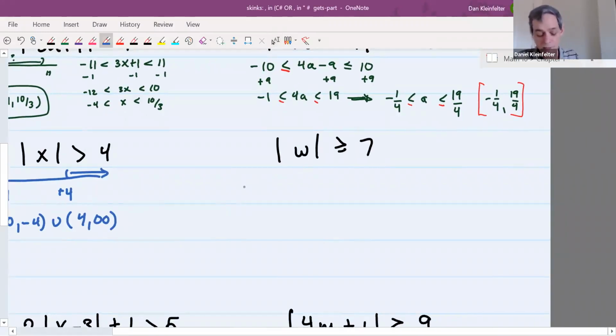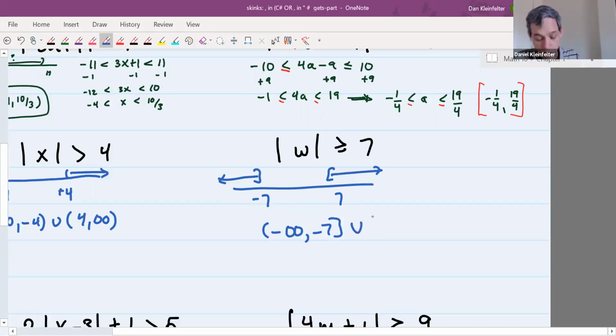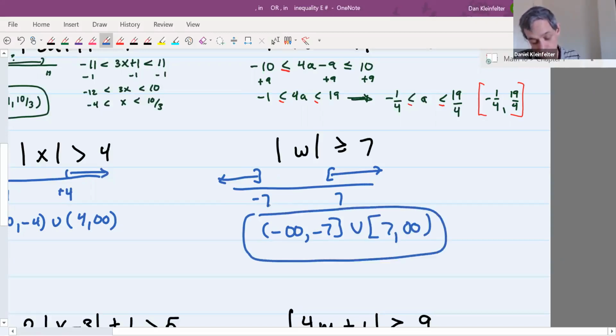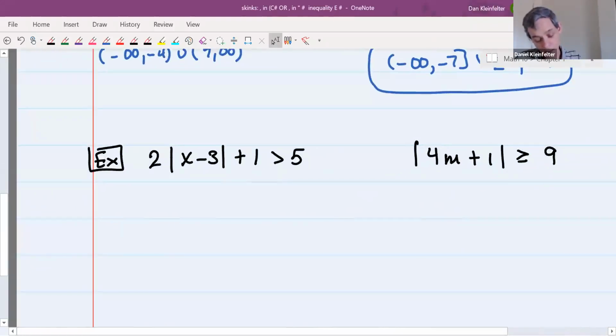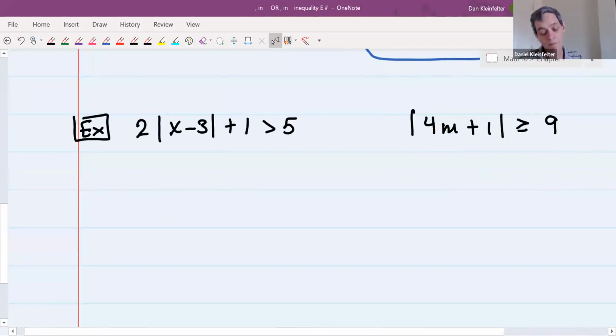Okay, here we have the absolute value of w is at least 7. So that means that w is 7 or more units away from the origin. So it could be less than negative 7 or more than positive 7. Again, it's 2 separate intervals connected by a union symbol. Okay, so we have 2 more examples.